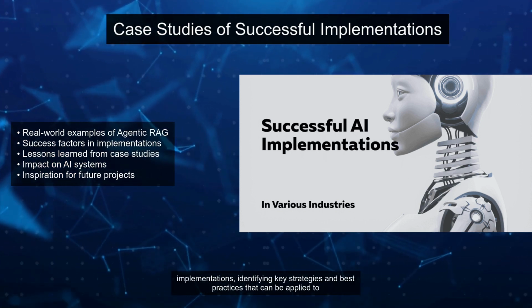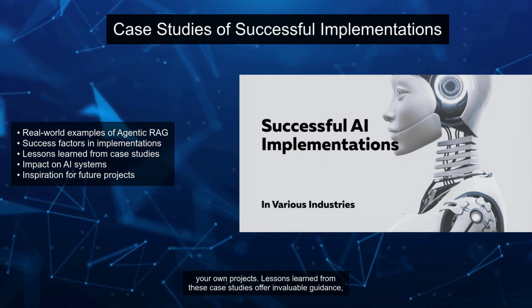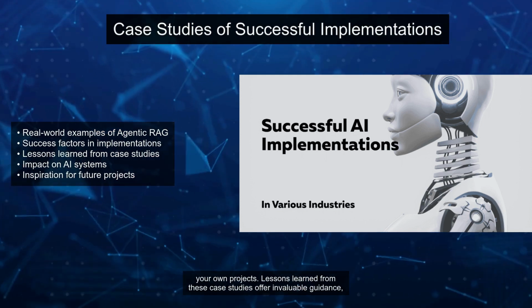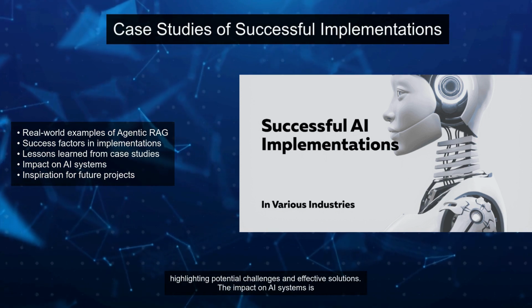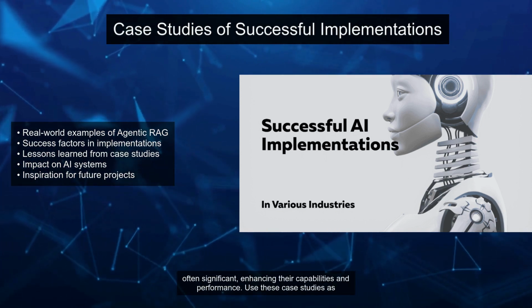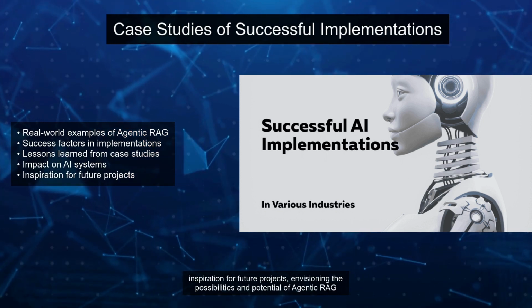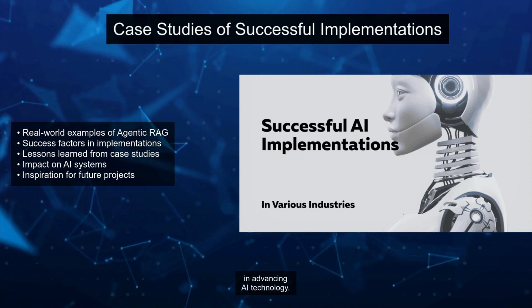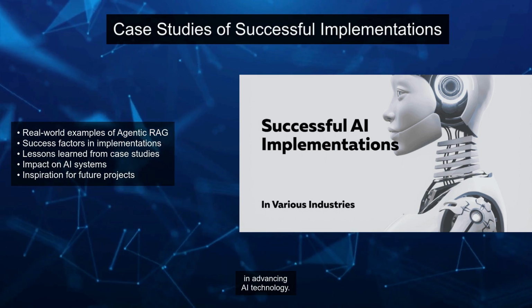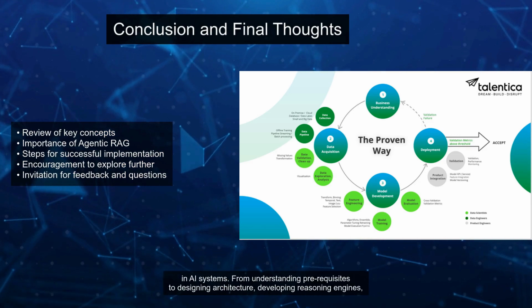Analyze the success factors that contributed to these implementations, identifying key strategies and best practices that can be applied to your own projects. Lessons learned from these case studies offer invaluable guidance, highlighting potential challenges and effective solutions. The impact on AI systems is often significant, enhancing their capabilities and performance. Use these case studies as inspiration for future projects, envisioning the possibilities and potential of agentic RAG in advancing AI technology.